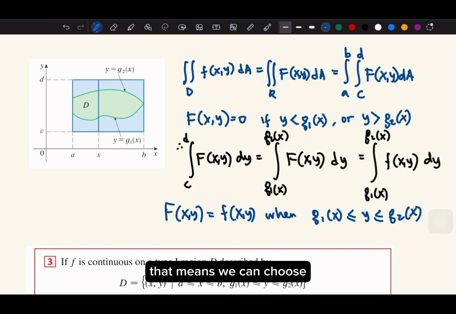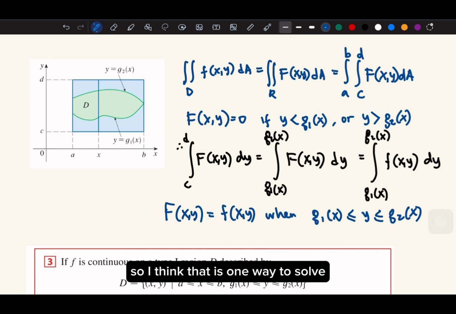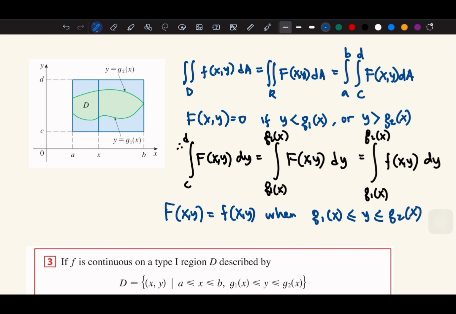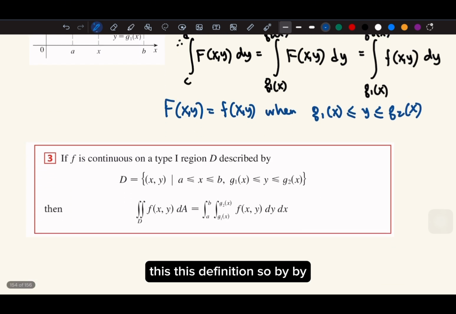That means we can choose dy dx or dx dy, up to us. And sometimes one may look easier, and the other may not be easy to solve. So I think that is one way to solve it. If we think clearly about which function is suitable, then maybe we can switch the type. But let me just go through this definition.